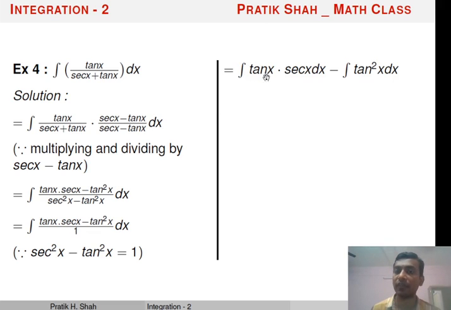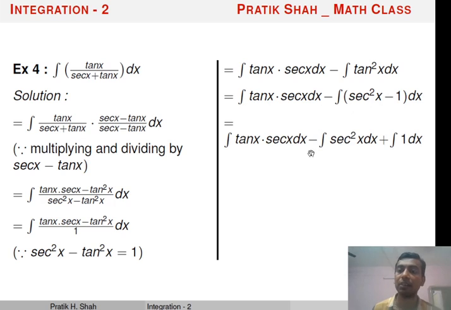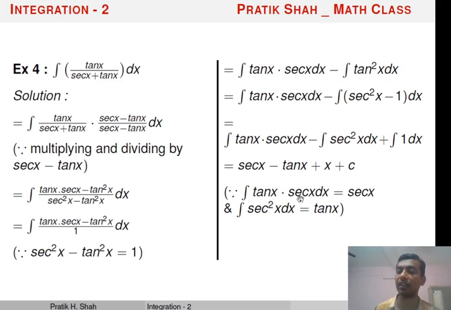So the denominator will be 1, and this is as it is. Separating both, we get integration of tan x into sec x dx minus integration of tan square x. We have a formula for this, but we don't have a formula for this integration. So in place of tan square x, we'll write sec square x minus 1, and again separating both terms, we get minus sec square x, and this minus minus is plus 1. Using the integration formulas, this integration is equal to sec x, this integration is equal to tan x, and this integration is equal to x, that we know. No simplification is possible, so this is our final answer.